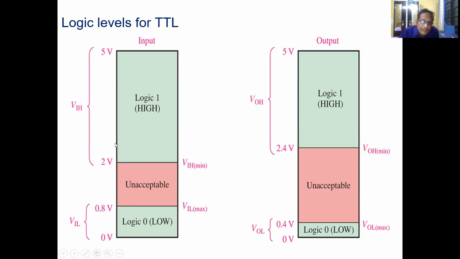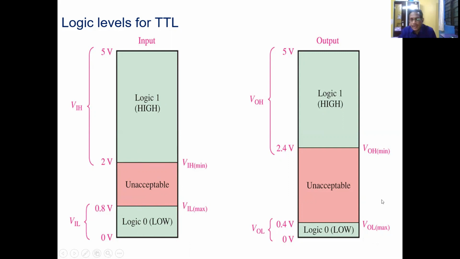But if I get a voltage between 0.9 to 1.999, that voltage I will consider as an undefined or unacceptable voltage. So from this graph, we define two important parameters, nothing but VIL max and VIH minimum. VIL max means the maximum value of input voltage, 0.8 volt, that I will call a logic 0. VIH minimum is the minimum value of input voltage that should be considered as a logic 1. In this case, 2 volt is a logic 1.